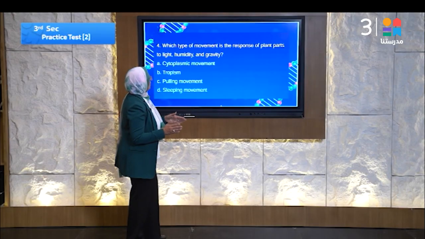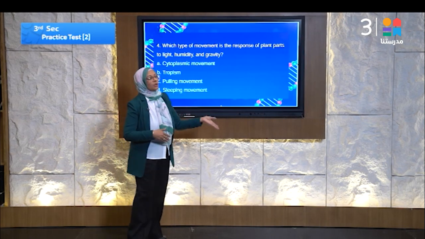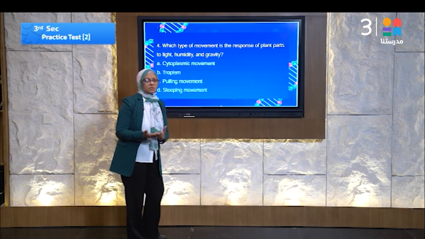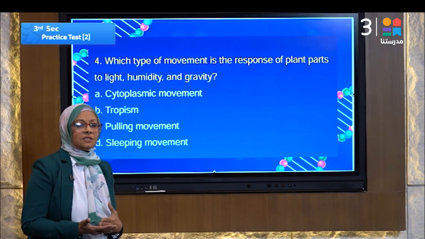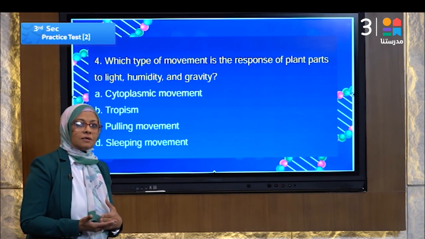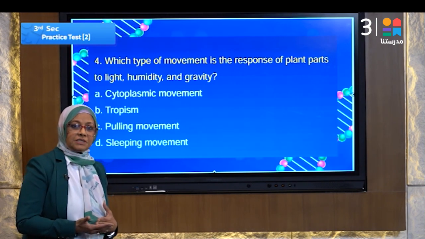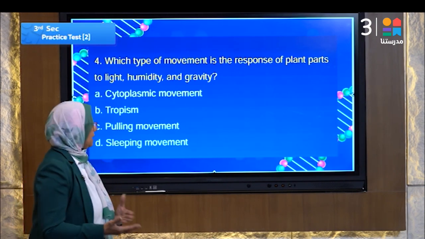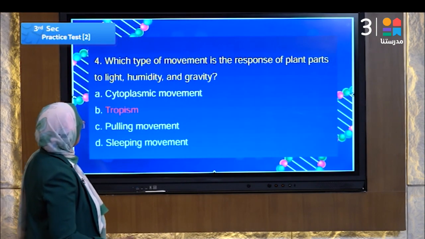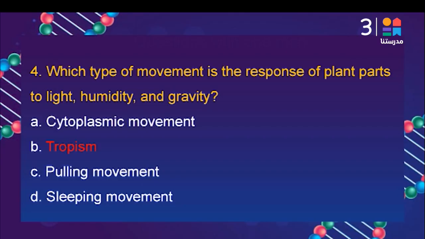Another type of the parts inside the soil, I mean roots. Roots go toward gravity, but the negative one, going away from gravity, is the green parts, away from gravity to go to the light. Let's go to the answer to check the answer. Which type of movement is the response of the plant part to light, humidity, and gravity? It is tropism, with positive one and negative type.